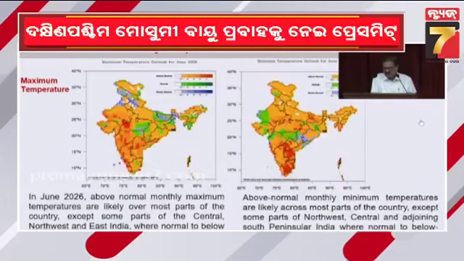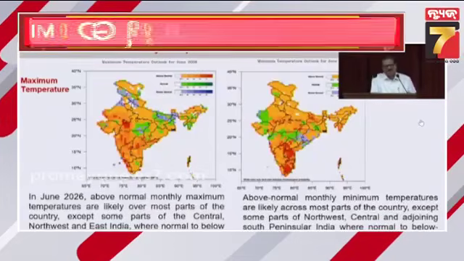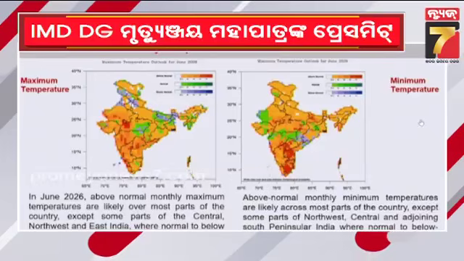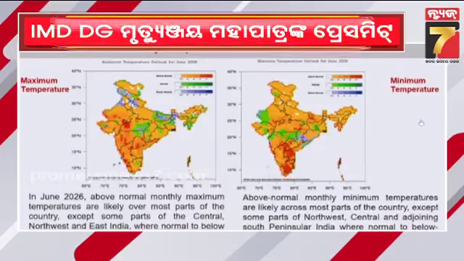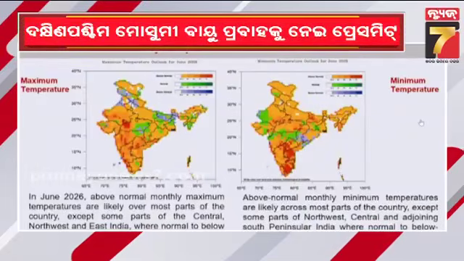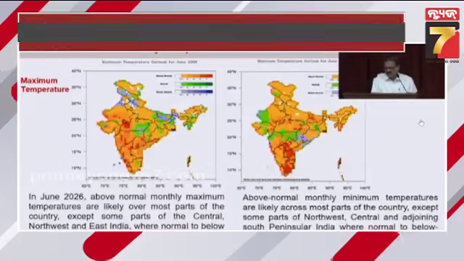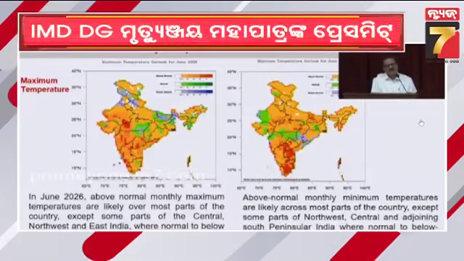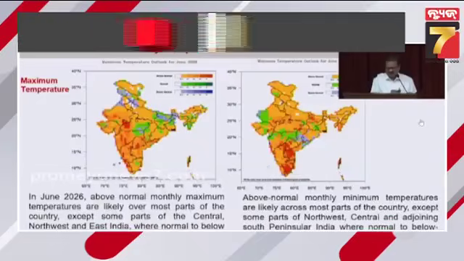Now, if I consider the minimum temperature, the central part of the country, extending from southern parts of Rajasthan and some parts of Gujarat to South Odisha, is expected to have normal to below normal temperature. Otherwise, the remaining parts are expected to have above normal minimum temperature or night temperature.